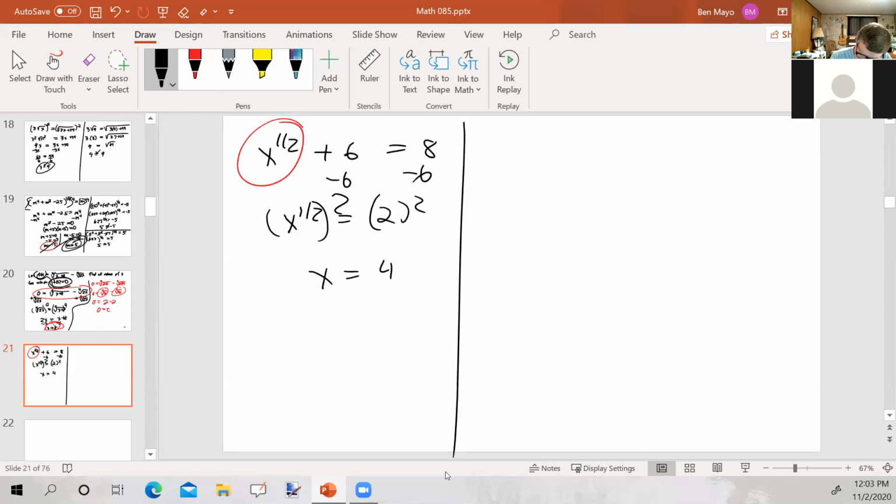Let's check our work. If x is 4, we get 4 to the 1/2 power plus 6 equals 8. 4 to the 1/2 power is 2. 2 plus 6 equals 8. 8 equals 8, and it checks. All right.